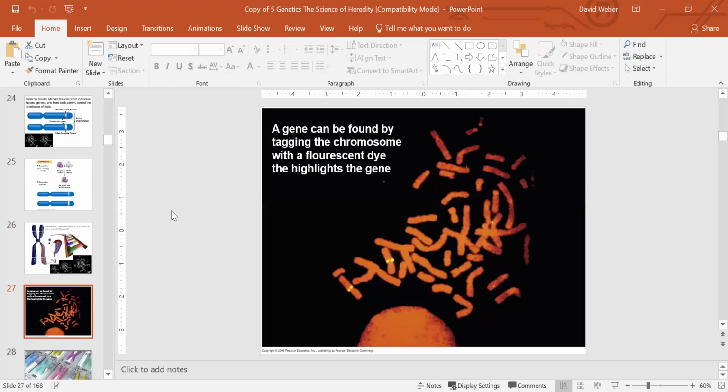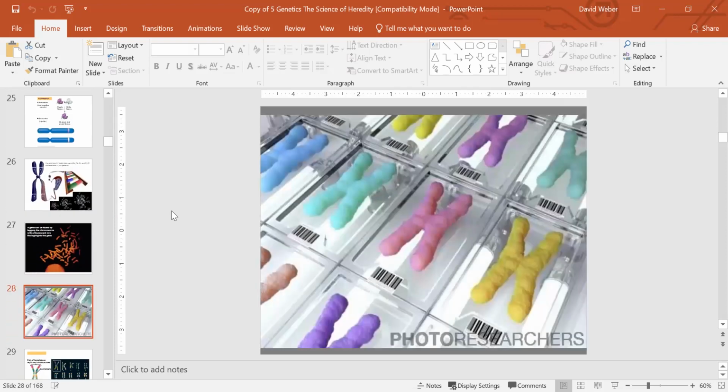A gene can be found by tagging the chromosome with fluorescent dye. You guys kind of see the light yellow in there? That's tagging a gene on a chromosome. That's pretty cool. You don't need to write that down.